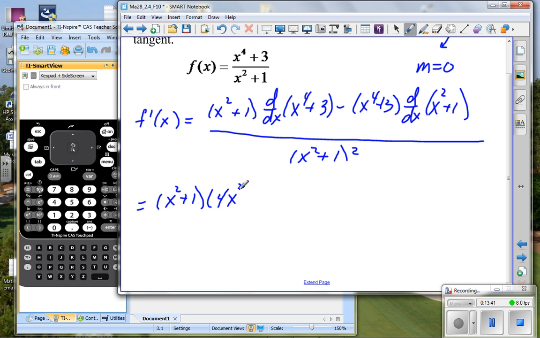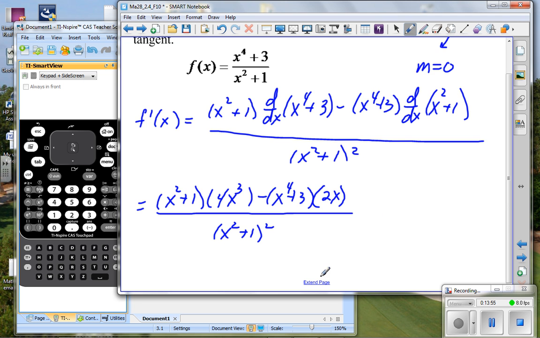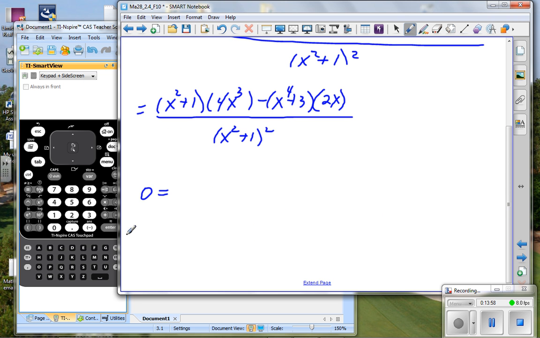Derivative of x to the 4th is 4x cubed plus 0 for the 3. X to the 4th plus 3 times the derivative of x squared is 2x plus 0, and all of it is x squared plus 1, quantity squared. Now we want this to be set equal to 0 to find our horizontal tangent line. When you think about a fraction set equal to 0, can the denominator ever be the 0 factor? And the answer to that is no. So we can only set our numerator equal to 0, and we would have to then solve this.